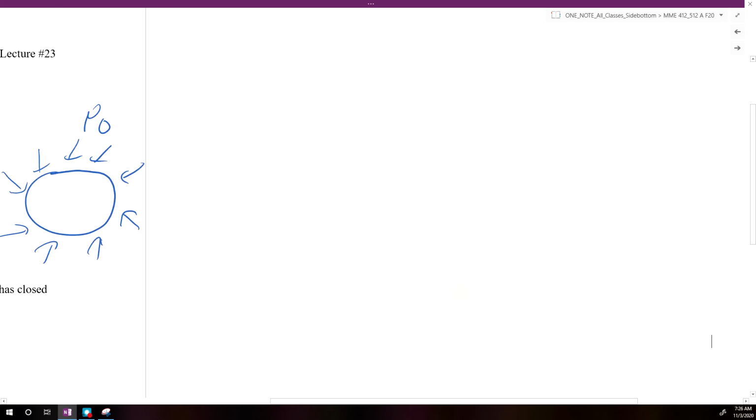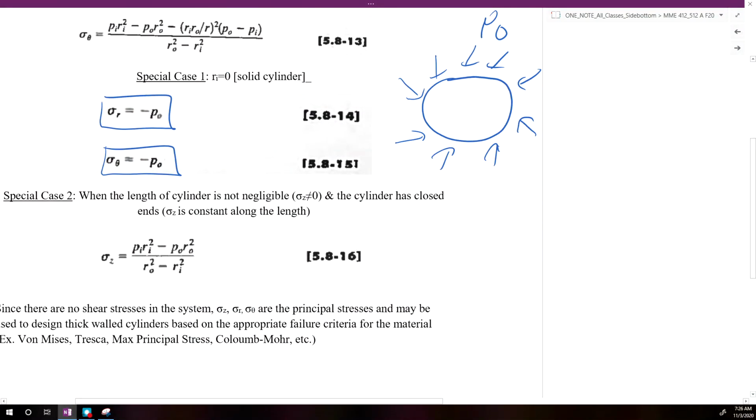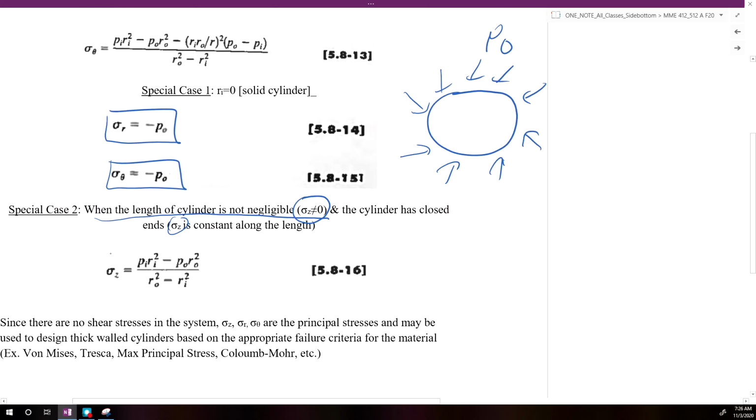The second case is if the length of your cylinder is not negligible, meaning that you do have a stress in the z direction, and the cylinder has closed ends. Then sigma z would be totally constant along the length. In that case, you'd use the following equation here to determine what sigma z would be equal to. Okay.